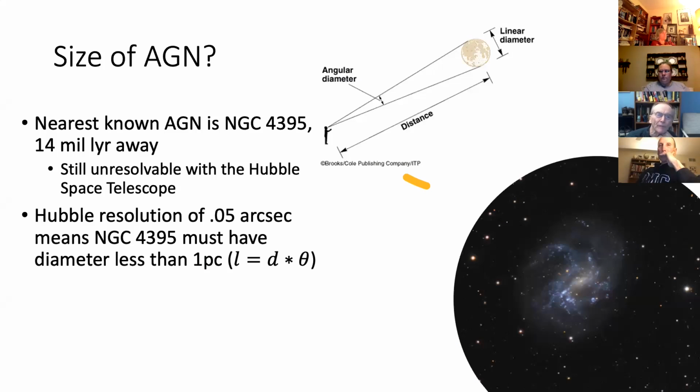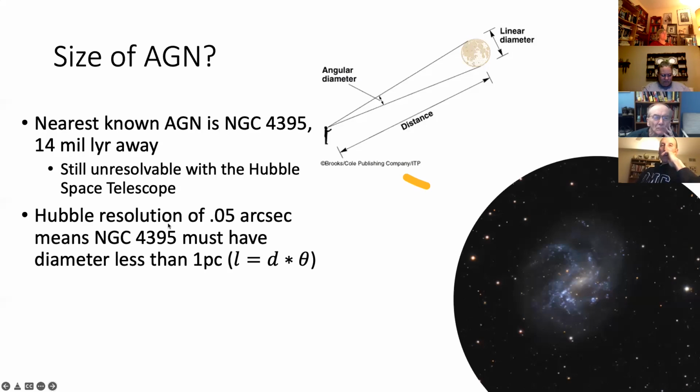Great. So what about the size of an AGN? A simple way to measure the size of an AGN is to know its distance and take that distance and find its diameter. And then, of course, if you have its diameter, you would know its size. So our nearest known AGN is NGC 4395, shown in this nice Hubble image to the right. It's 14 million light years away. It is still unresolvable from the Hubble Space Telescope.